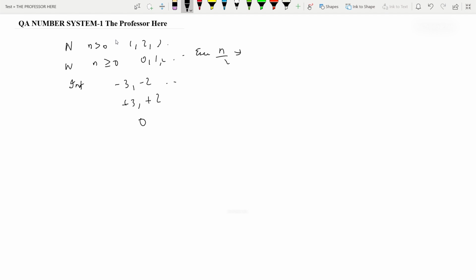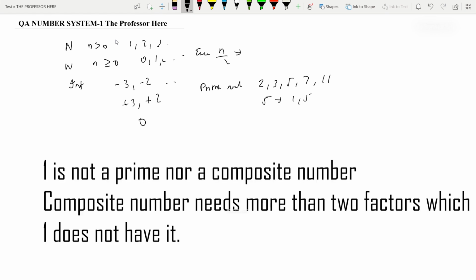Next one is a prime number. Prime numbers are the numbers which are divisible by 1 and themselves. Examples would be 2, 3, 5, 7, 11 and so on. Here 5 is divisible by 1 and 5 only. Other numbers cannot divide it, so it's a prime number. Also all other numbers which are not prime are called composite numbers. Remember that 1 is not a prime number.